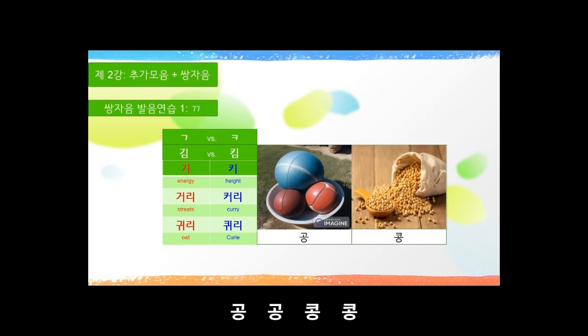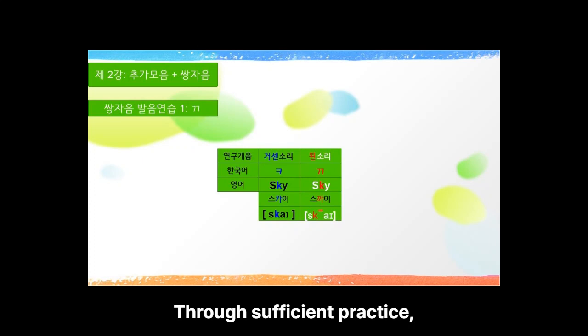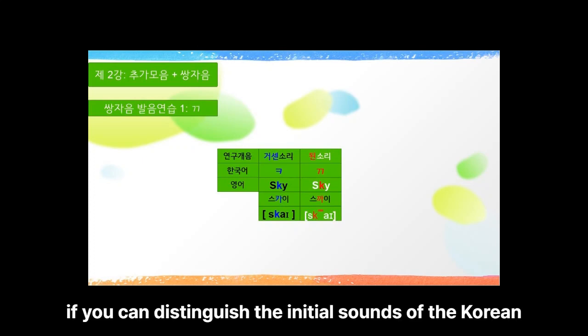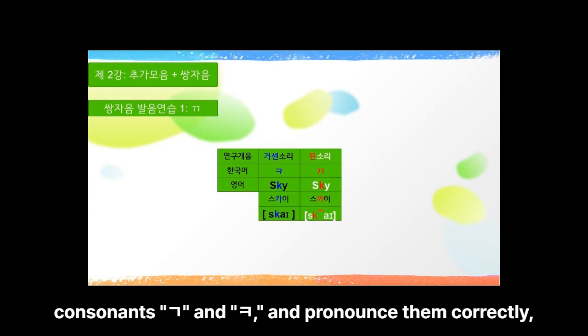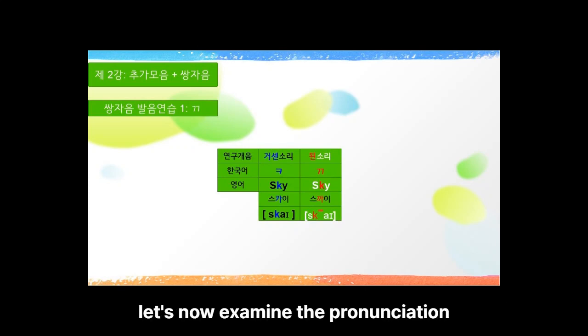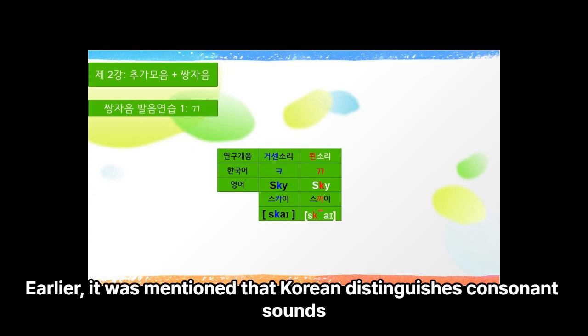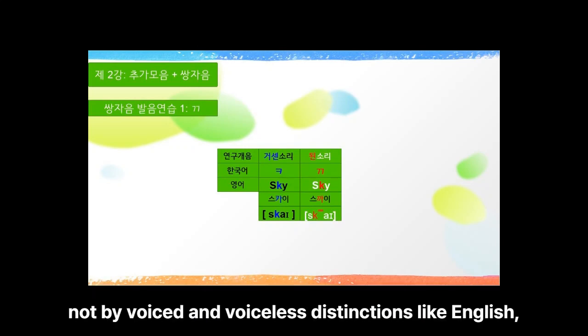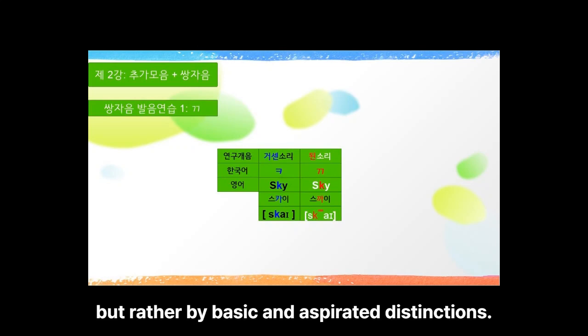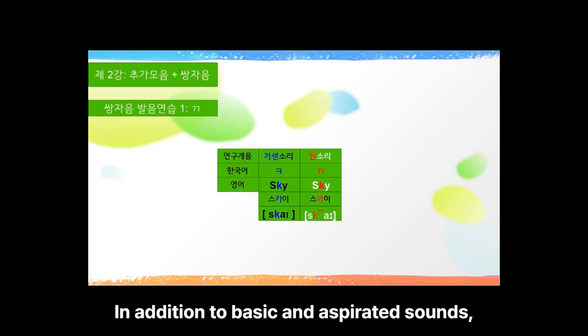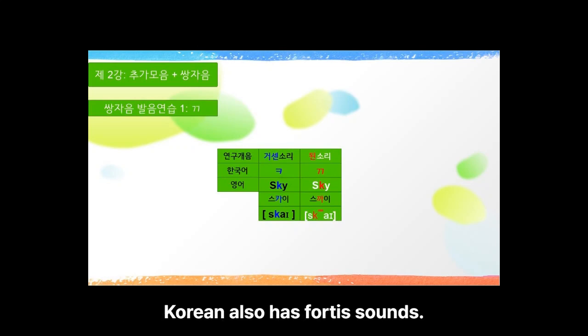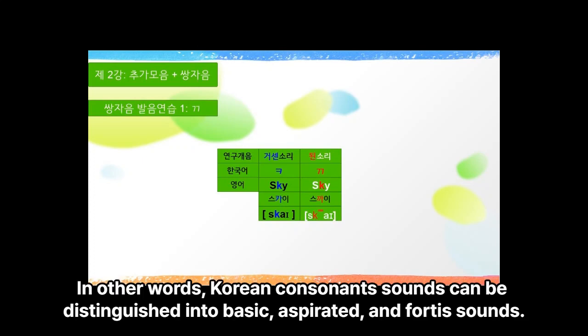Through sufficient practice, if you can distinguish the initial sounds of the Korean consonants, gyok and kyuk, and pronounce them correctly, let's now examine the pronunciation method of the initial sound of songyok. Earlier, it was mentioned that Korean distinguishes consonant sounds not by voiced and voiceless distinctions like English, but rather by basic and aspirated distinctions. In addition to basic and aspirated sounds, Korean also has fortis sounds. In other words, Korean consonant sounds can be distinguished into basic, aspirated, and fortis sounds.